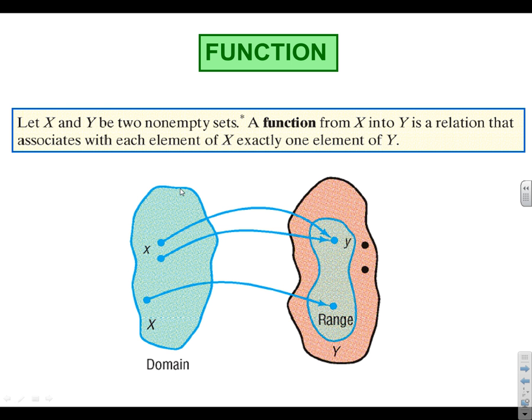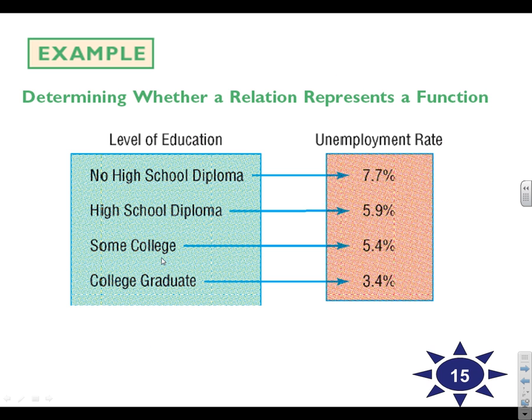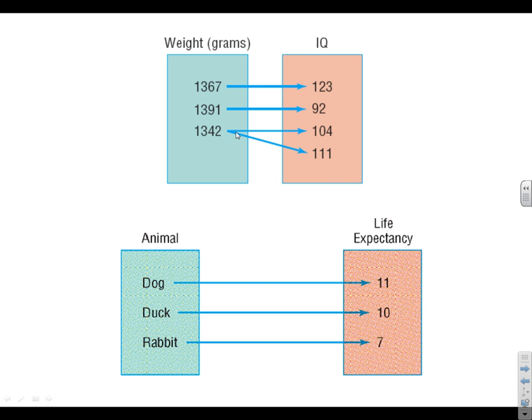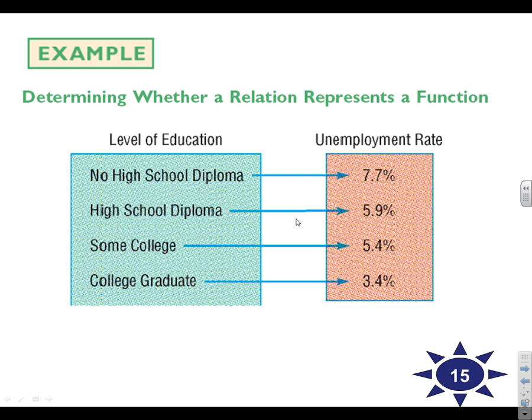If x and y are non-empty sets, meaning there's stuff in the sets, a function from x to y is a relation where every x has only one y. This is a function because every single x in here goes to one specific y value. It's okay if different x's go to a single y. That's fine. You just can't have a single x resulting in two different outputs. Not allowed. So, determine whether a relation represents a function. This would be a function because every single input results in a single output. With that information, try problem 15.